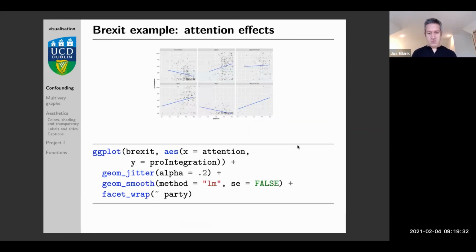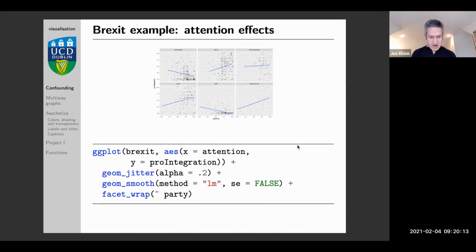So here's the code, just so you understand how to make this kind of plot, and that's what we will do in the lab as well. So we have a ggplot library. We take the Brexit data set, we put attention on the x-axis and pro-integration on the y-axis. Then we jitter all the data, so all the points are moved randomly a little bit, so it becomes more visible where they are. The alpha value is a transparency value, so when points are on top of each other, they become darker, and when they're separate from each other, they don't, so we can see better where they are. And then we have this geom_smooth, method lm means that you get a straight line, a regression line through this plot.